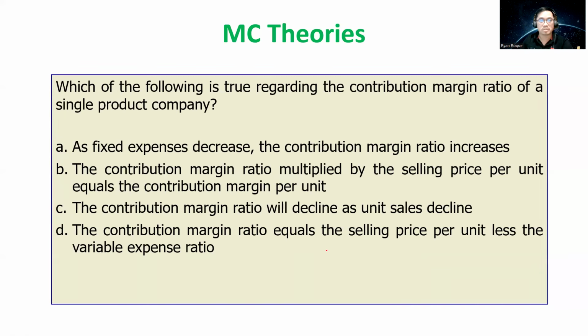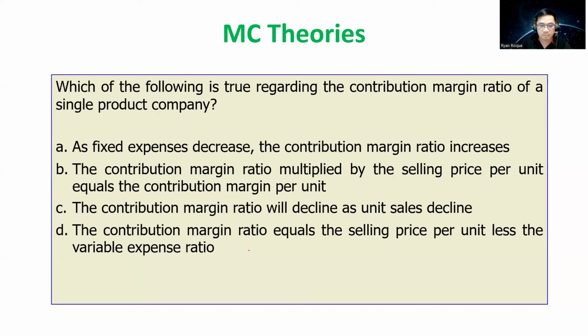Which of the following is true regarding the contribution margin ratio of a single product company? Is it A, as fixed expenses decrease, the contribution margin ratio increases? Or B, the contribution margin ratio multiplied by the selling price per unit equals the contribution margin per unit? Or C, the contribution margin ratio will decline as unit sales decline? Or D, the contribution margin ratio equals the selling price per unit less the variable expense ratio?